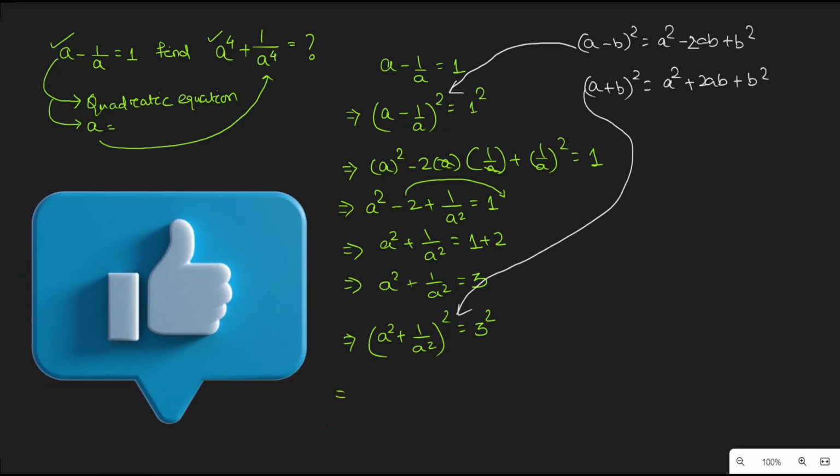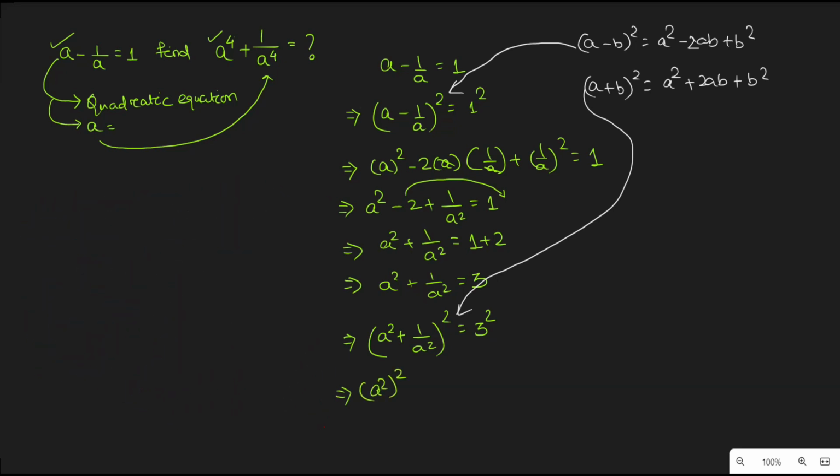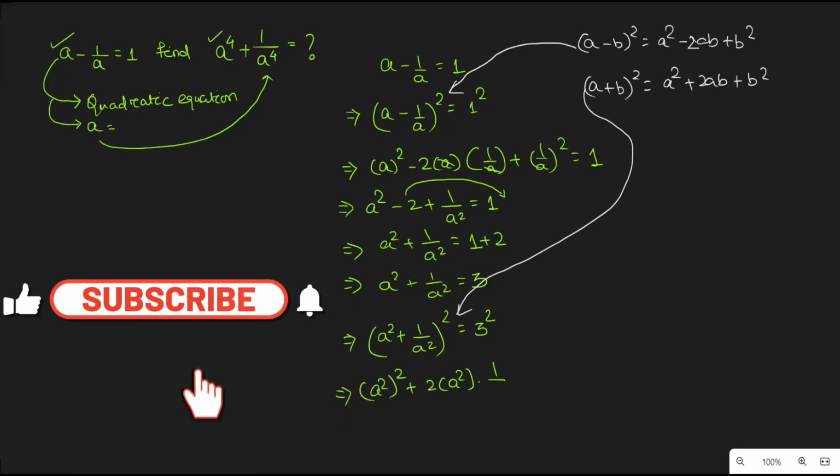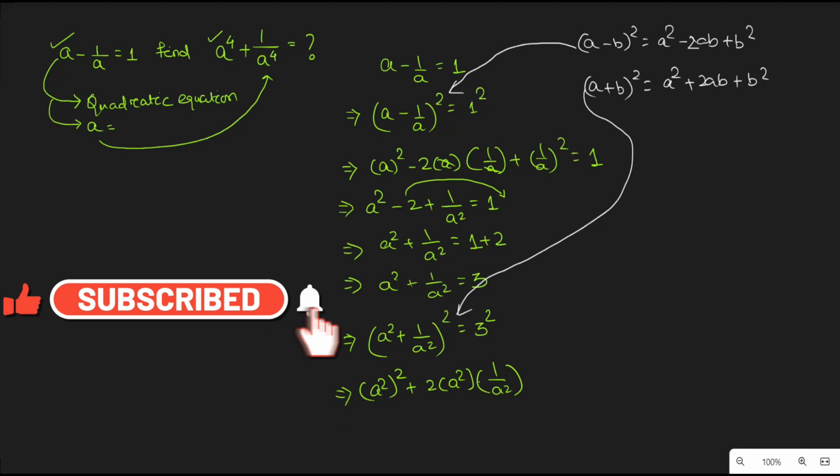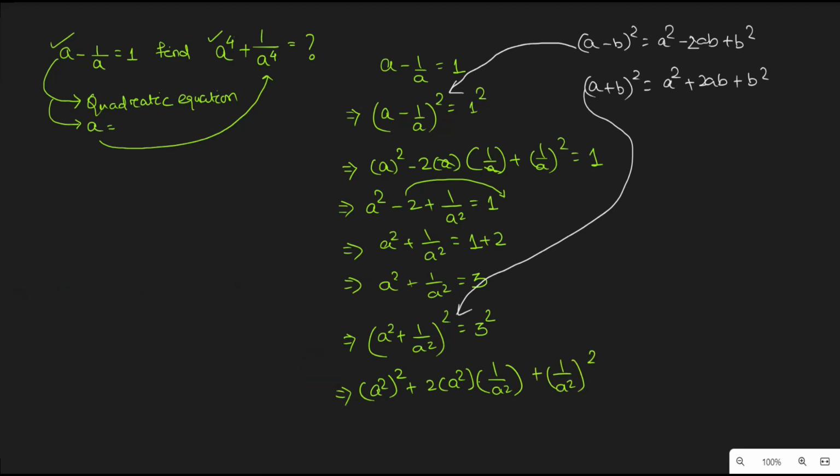So we can simply write a square square plus 2 into a square into b, that is 1 by a square, plus b square, that is 1 by a square square, is equal to 3 square is 9. So we can simply write a square to the power square is a to the power 4 plus, this a square and this a square will cancel out, 2, and then plus 1 by a to the power 4 is equal to 9.